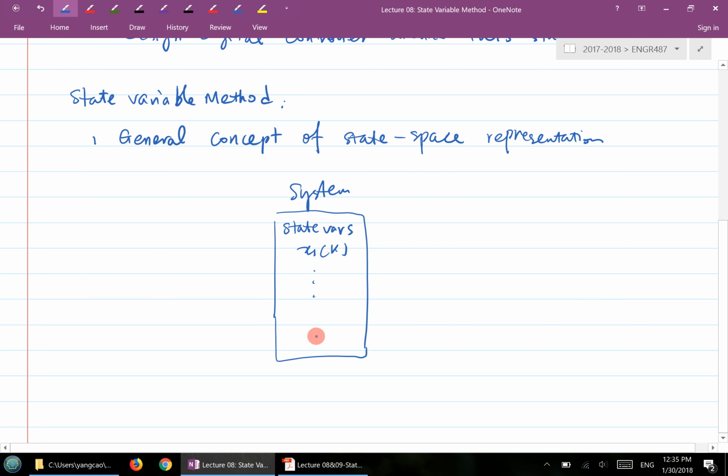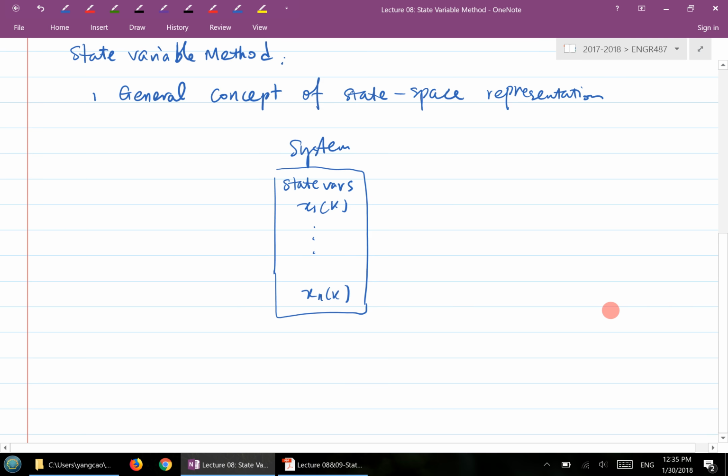Typically we use, let's say, x1 to xn of k here. So you pick a number of variables, which we call state variables. It's not arbitrarily chosen, often. Like in mechanical systems, when you have a mass spring damper system, the two states you choose are position and velocity. You choose these two states to describe the system.